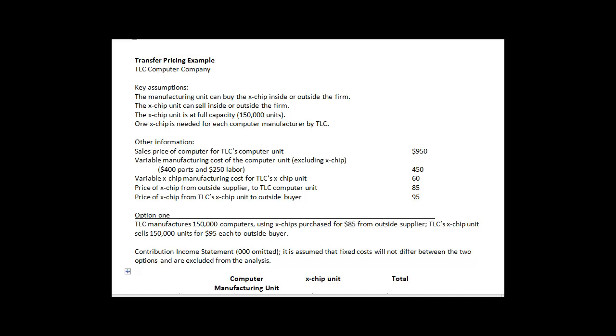Other information. Sales price of computers for TLC's computer unit is $950. The variable manufacturing cost of the computer unit, excluding the chip, is $450. That's $400 in parts and $250 in labor. The variable X chip manufacturing cost for TLC's X chip unit is $60. Price of the X chip from an outside supplier to the TLC computer unit is $85. The price of the X chip from TLC's X chip unit to an outside buyer is $95.